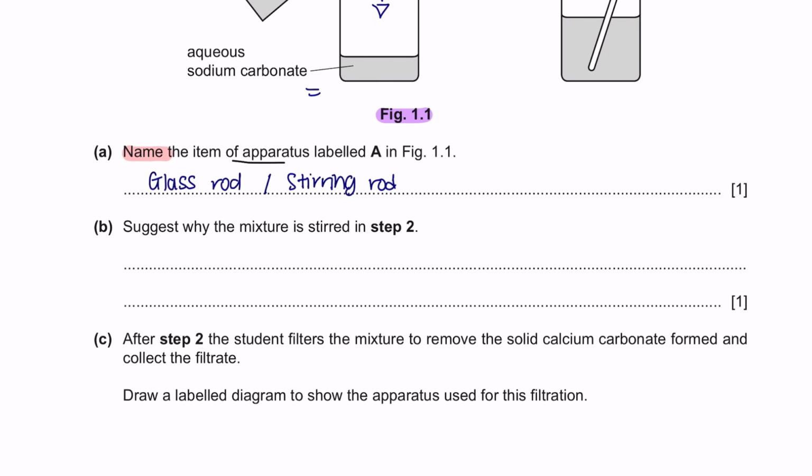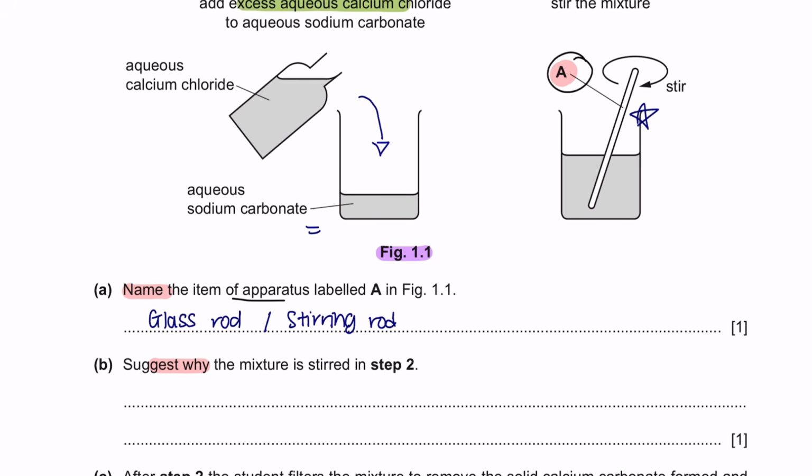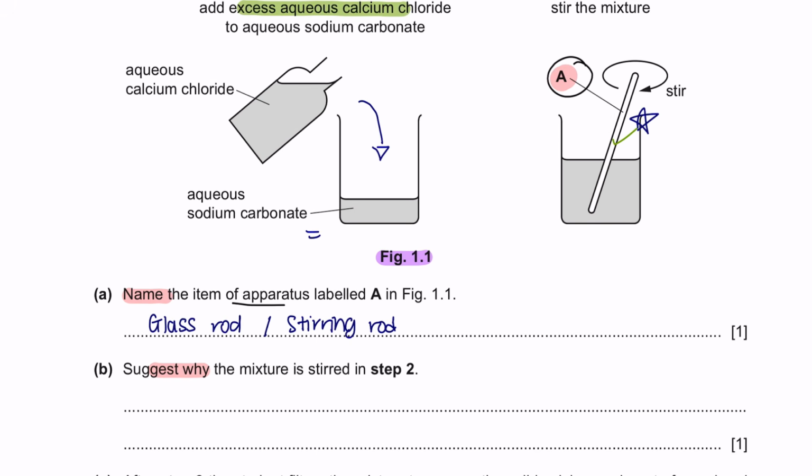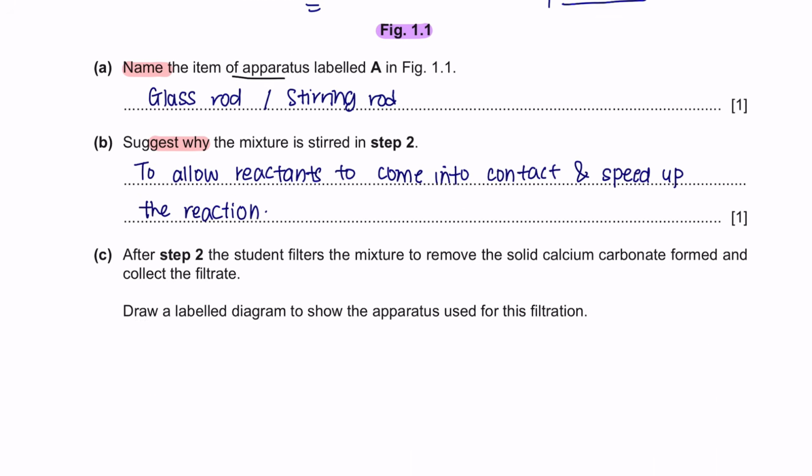Next, question B. Suggest why the mixture is stirred in Step 2. So in Step 2 here, we are using the glass rod to stir the mixture. This mixture now contains ions from calcium chloride and ions from sodium carbonate. So we are going to have to allow these reactants to collide with each other, therefore speeding up the rate of reaction.